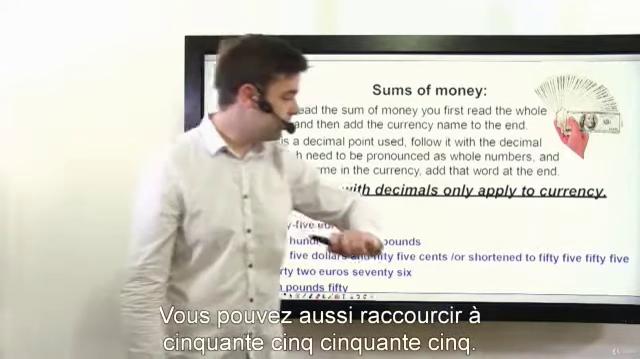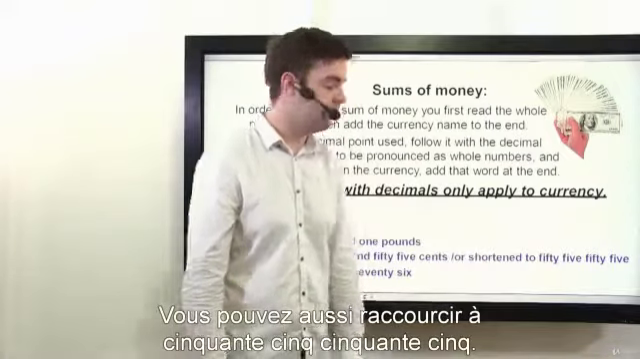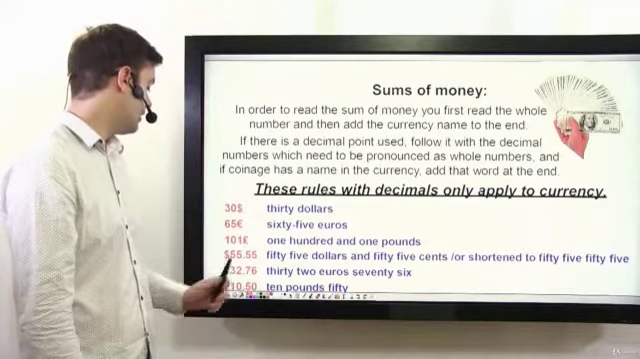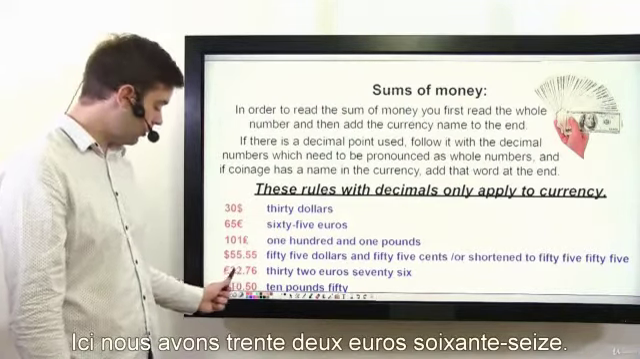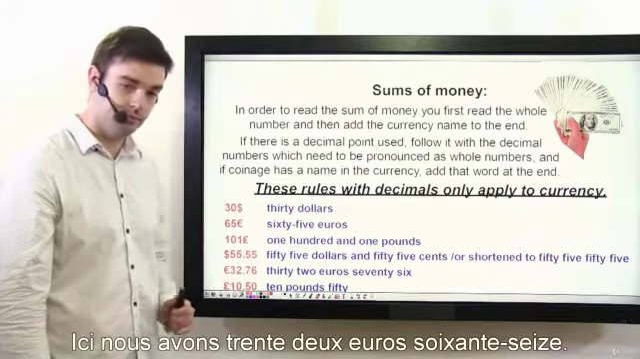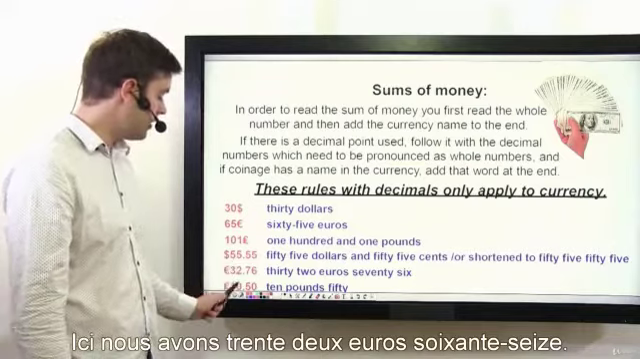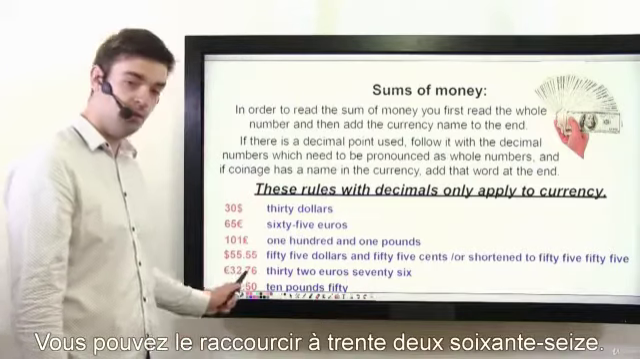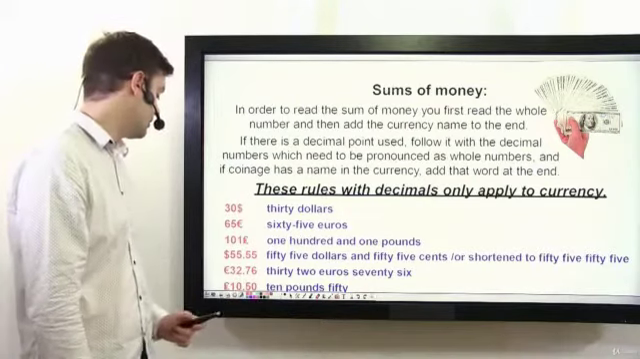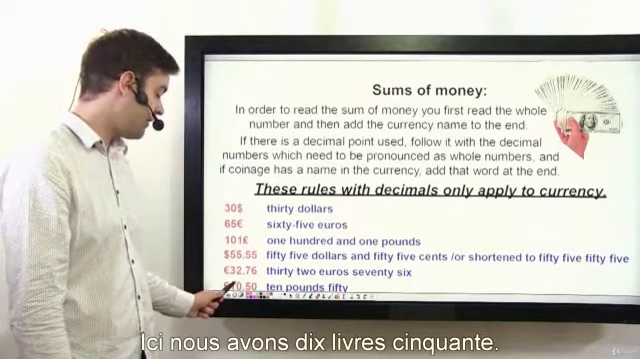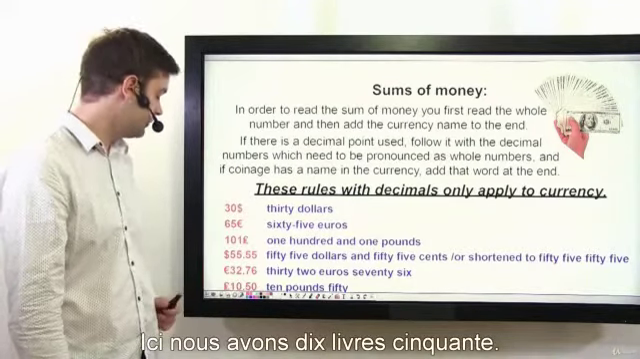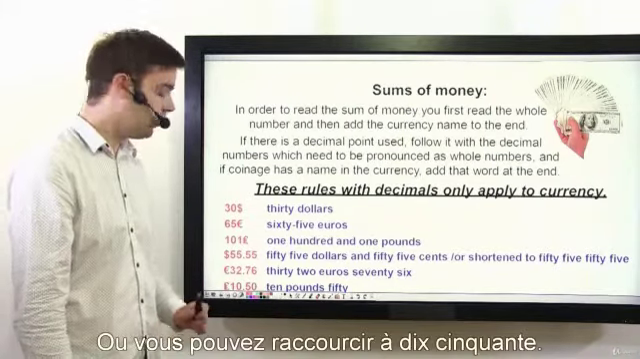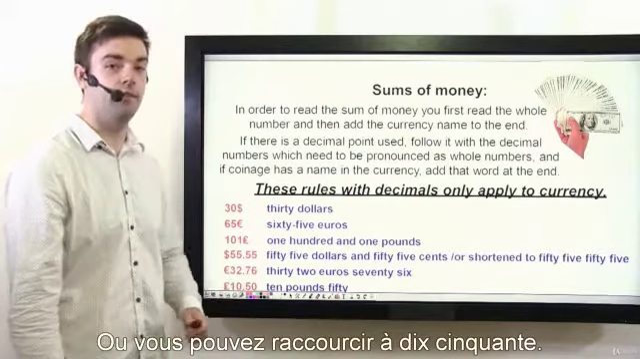You can also shorten to just 55. Here we have 32 euros 76. You can shorten it to 32.76. Here we have £10.50. Or you can shorten it to 10.50.